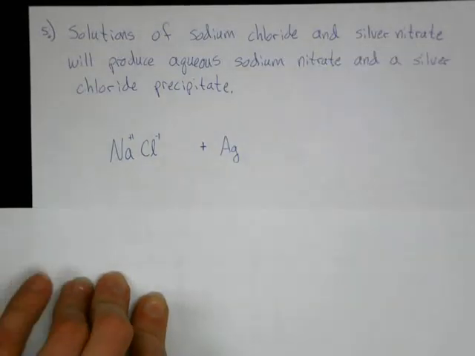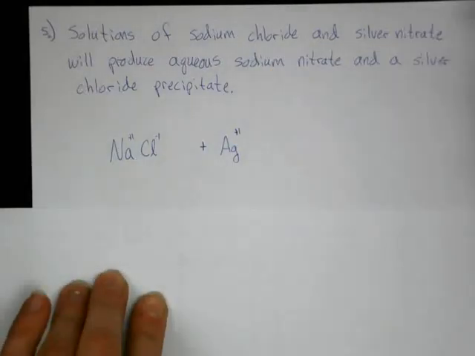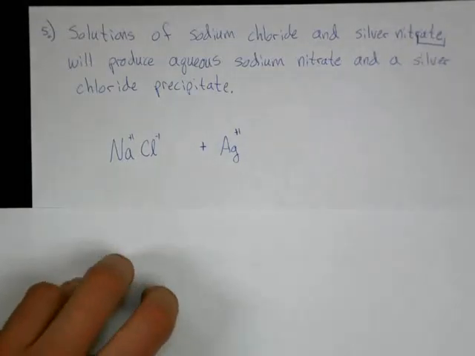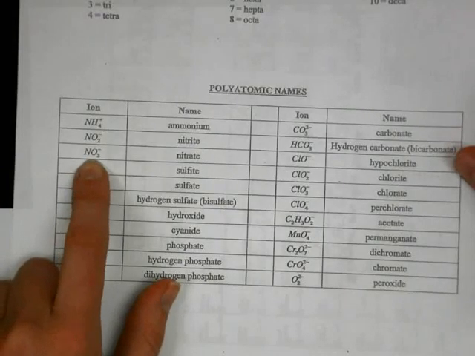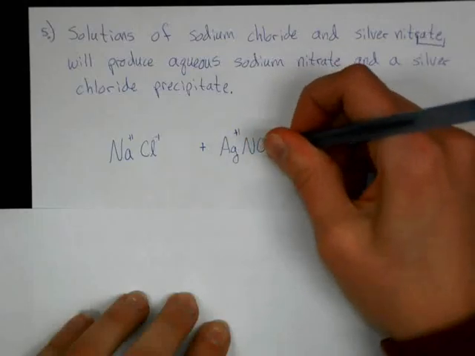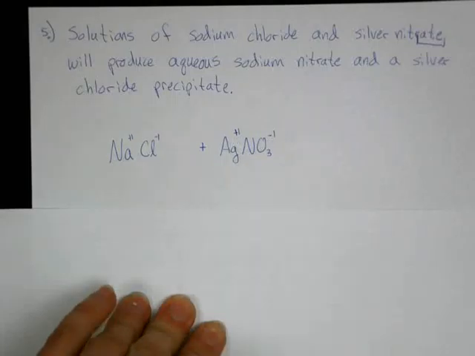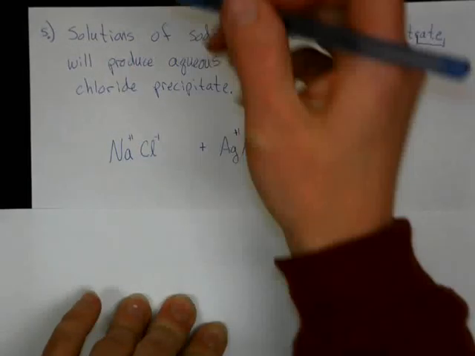And silver nitrate, silver is Ag. If you look on the periodic table, it has a charge of +1. Nitrate ends in ATE. This is a polyatomic. If I pull out my list, nitrate is NO3 with a -1 charge. So NO3 with a -1 charge. Well, this +1 cancels that -1. So I don't have to crisscross charges in this example.